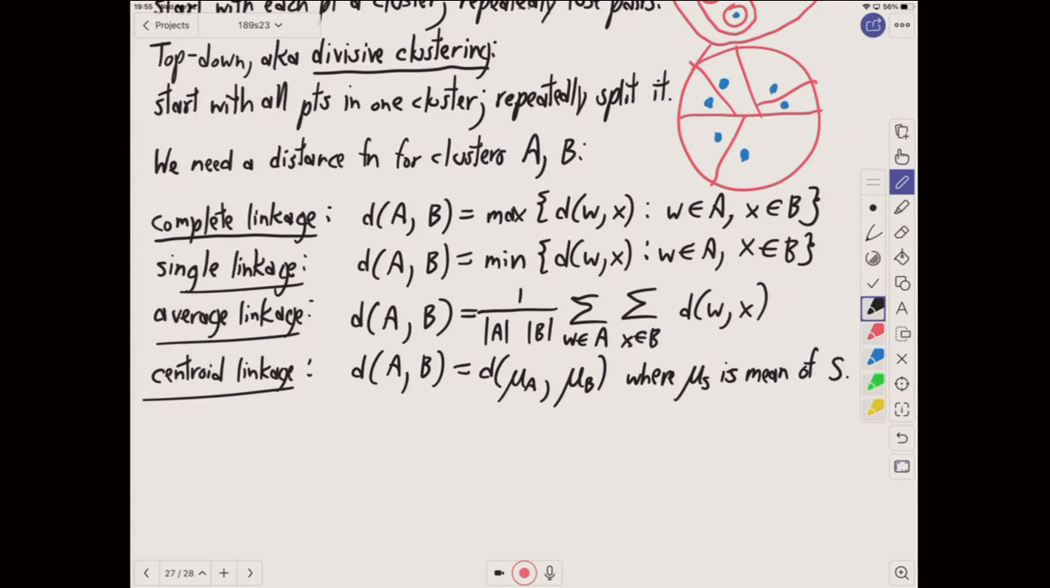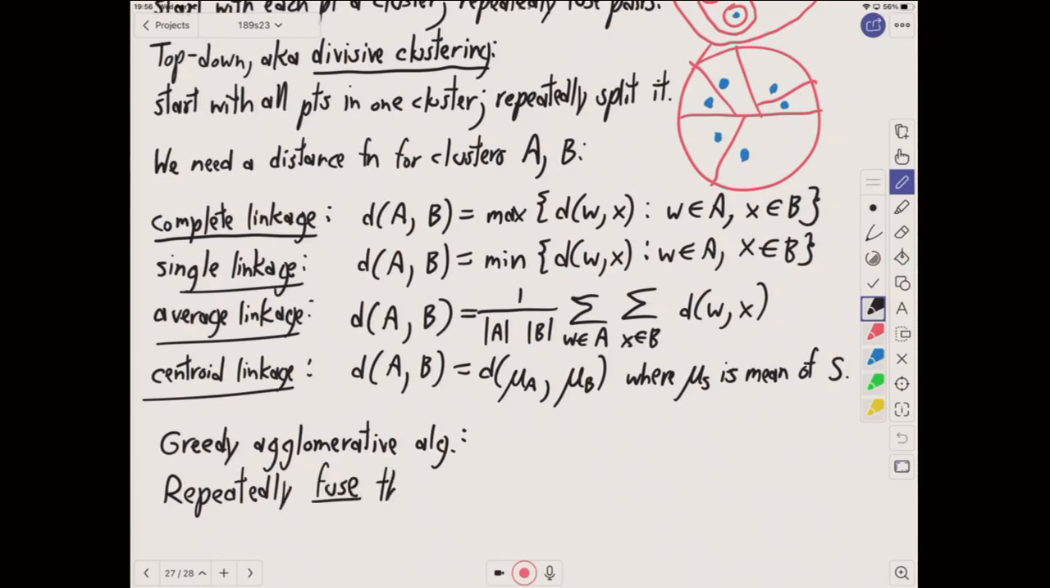But at any rate, let's move on to the most well-known agglomerative clustering algorithm, which is called the greedy agglomerative algorithm. And if you know anything about greedy algorithms, this one will be pretty obvious. You just keep repeatedly fusing the two clusters that minimize the distance between the first cluster and the second cluster.